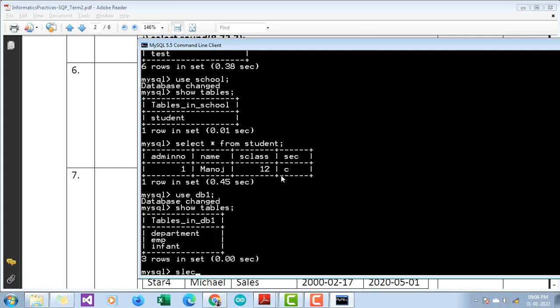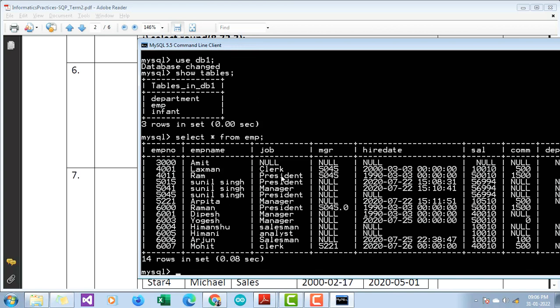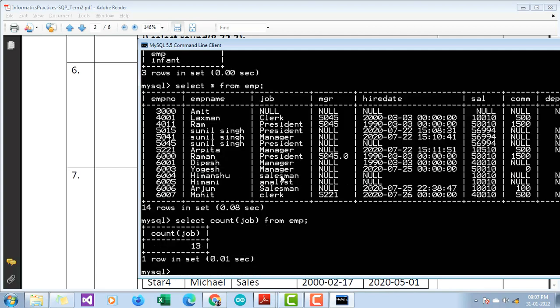Let's say select asterisk from emp. See, we have a lot of records. So if we are using something like this, select count job from emp, you will get 13.